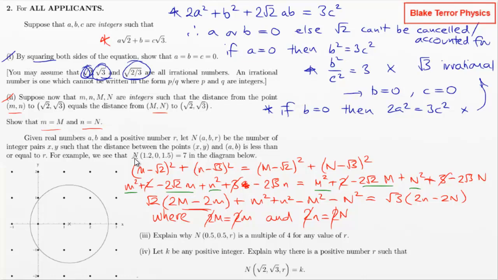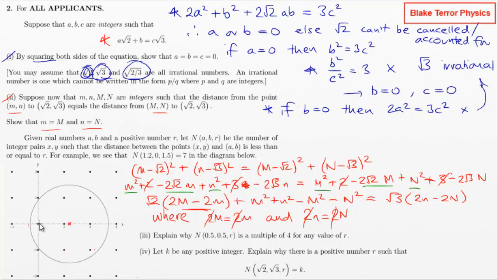We see that N(1.2, 0, 1.5) equals 7. So a and b are 1.2 and 0. Right, so that's where our center of the circle is, at 1.2, 0. And then r is the radius of the circle. Yeah, okay, so that circle has radius 1.5. And then we've got 7. So what is this 7? The number of integer pairs that are within distance r. So it's the number of points inside the circle.